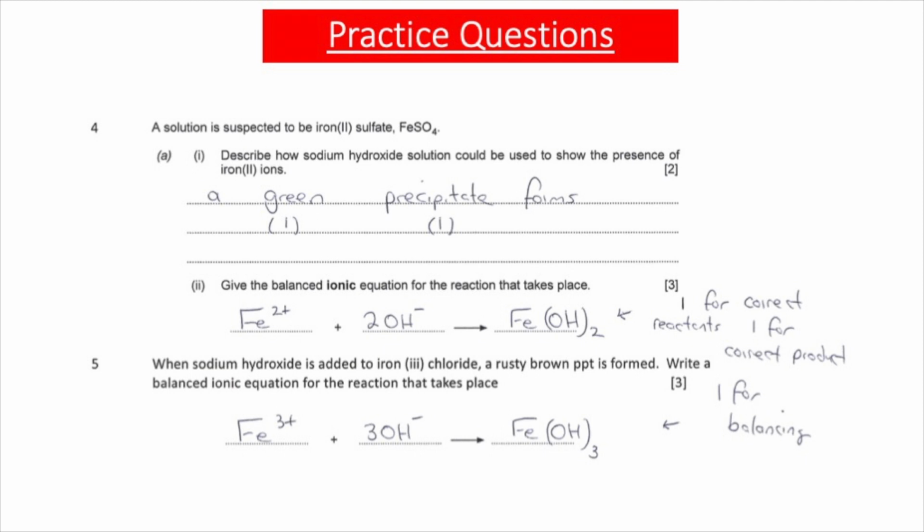Now, in these questions, no marks were deducted if you didn't include state symbols. However, if you want to include the state symbols for each of these ionic equations, the reactants would be (aq) each because they're aqueous solutions, and the 2 precipitates, Fe(OH)2 and Fe(OH)3, would be solids, so you'd put a little (s) as a state symbol.